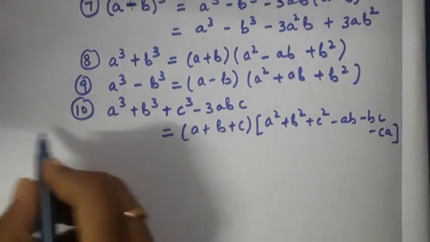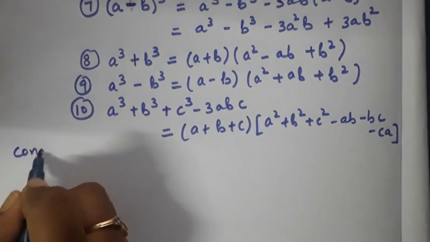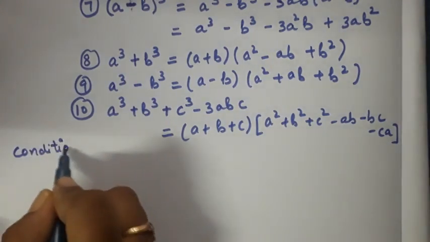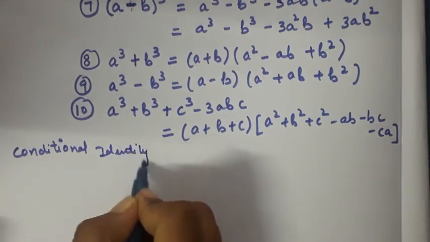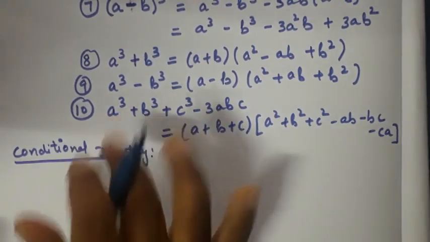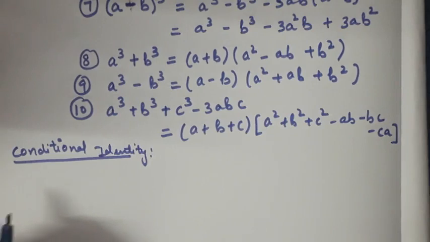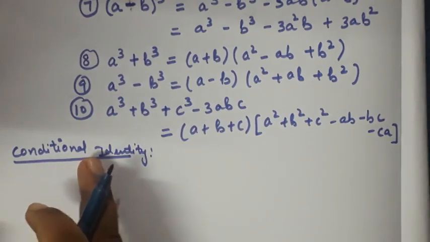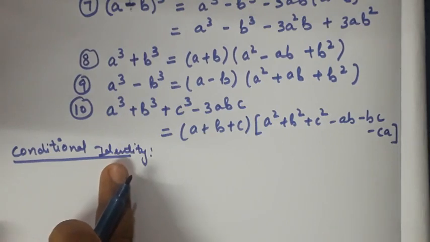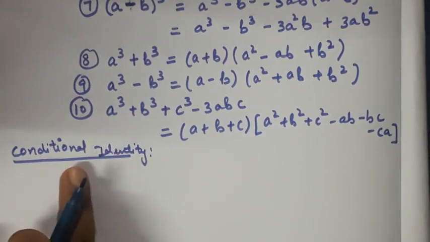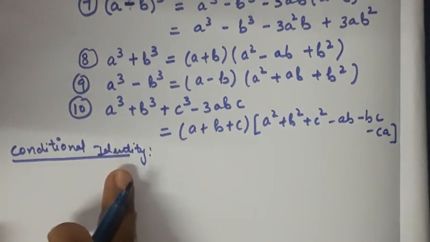Now we will discuss the conditional identity, which is based on this 10th identity. First of all, let me tell you what a conditional identity is. A conditional identity means an identity which is true when the unknowns satisfy a certain condition.